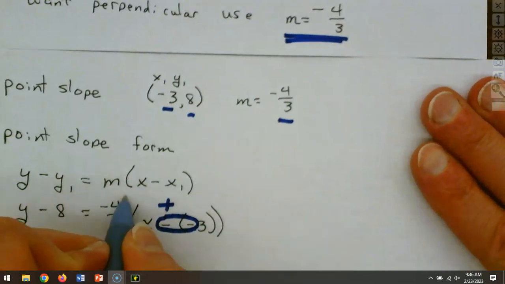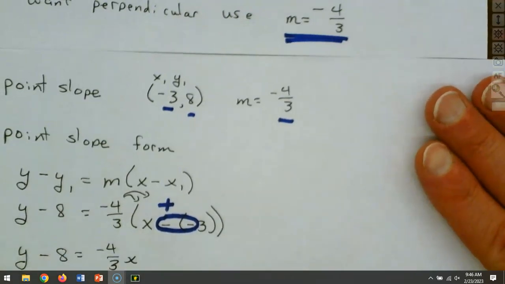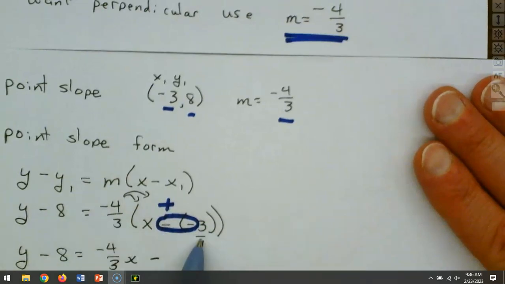So when we distribute through, we have y minus 8 equals minus 4/3 x. So there's that piece. Double negative makes that positive, times a negative keeps it negative. And how do we handle this when we multiply? We put that 3 over 1 here. 3 times 4 is a 12. 3 times 1 is a 3.